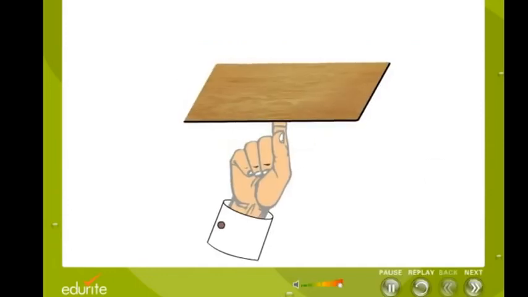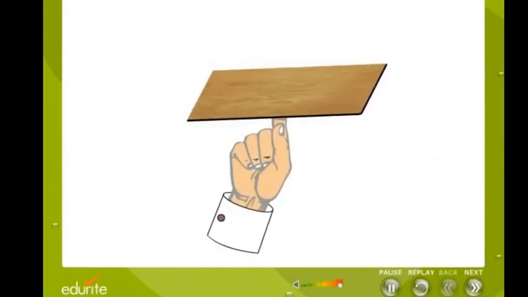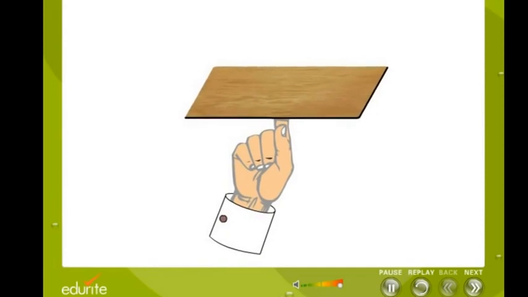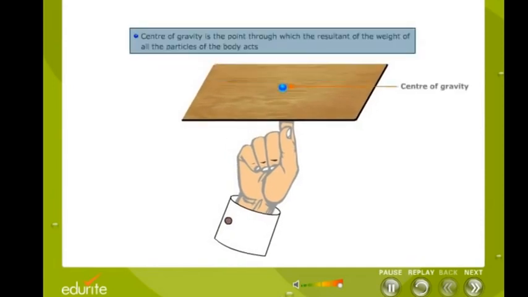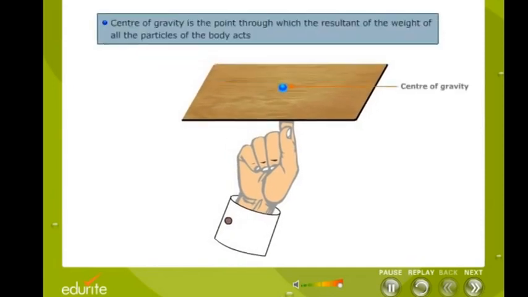Gravity. Only one point on which the cardboard can be balanced. This point where the cardboard can be balanced is called the center of gravity of the cardboard. Thus, the center of gravity is the point through which the resultant of the weight of all the particles of the body acts.